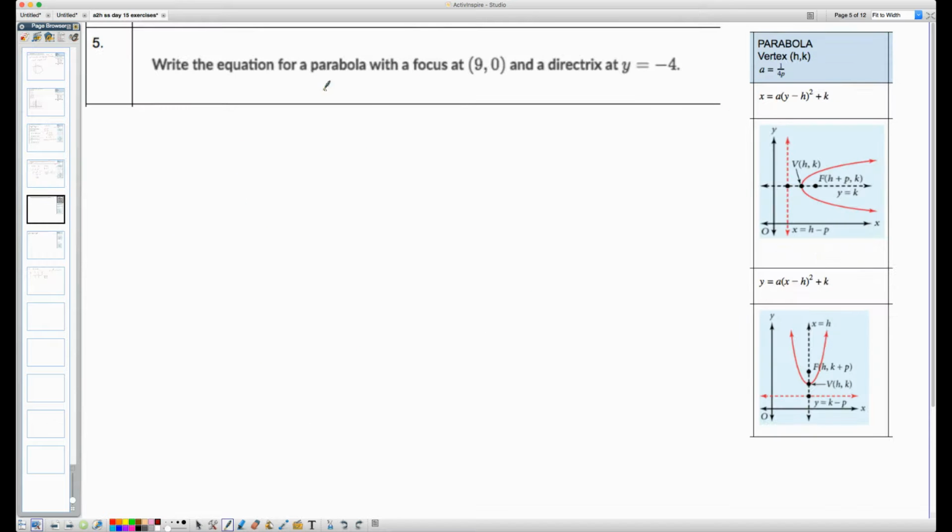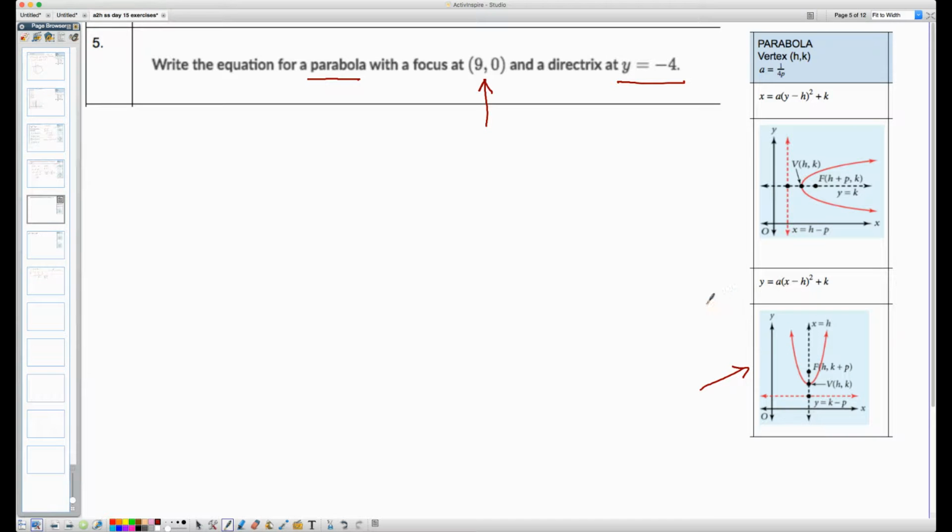Write the equation of a parabola with the focus at (9, 0) and a directrix at y equals negative 4. Now let's look at this. This will be the y equals form, so that I know I've got a vertical orientation.